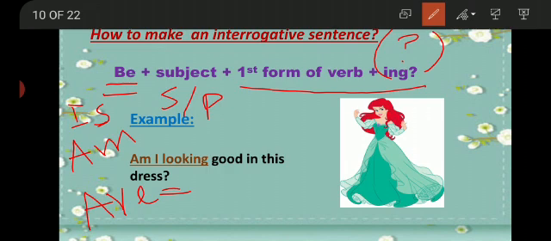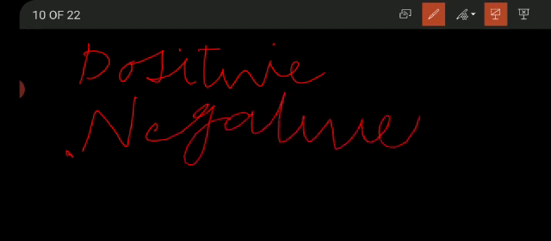Now look at the example. Am I looking good in this dress? So it is a question, that is why we have used a question mark at the end, and be in the start, and as the subject is I, we have used am here, and looking for showing the continuity of the action. So we talked about the three types of sentences: the positive sentence, then the negative sentence, and then at the end the interrogative sentences.